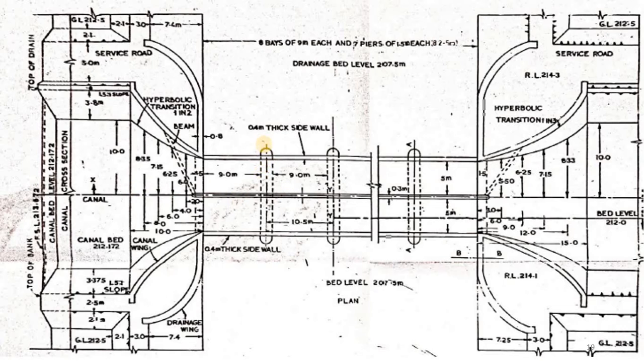Now this represents the piers provided. These are the piers, a clear spacing of 9 meter. As you can see, 9 meter is dimensioned. Also center to center is 10.5, because each pier was 1.5 meter thickness, so center to center of 10.5 meter.